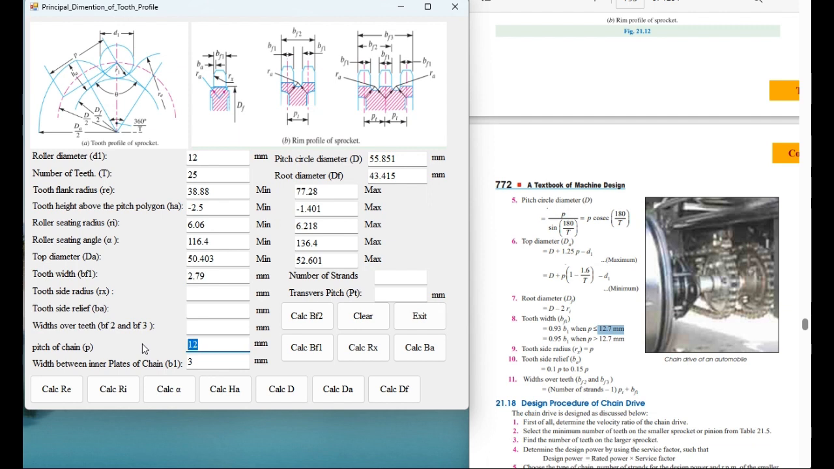Or if the value is greater than 12.7, this value will be changed. For example, let us take it as 13 and calculate BF1. Do you see? The values are changed. So if the value is more and more greater than 12.7, the value is always 2.87. For example, if we enter 600, the value becomes what? Remains constant.